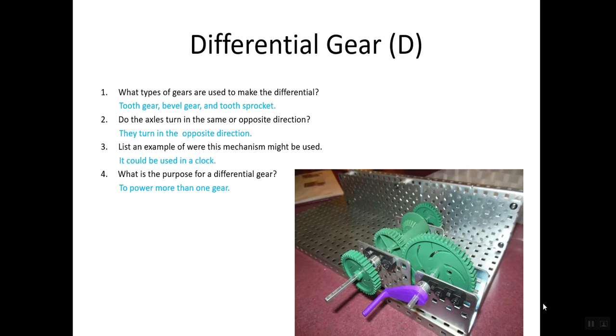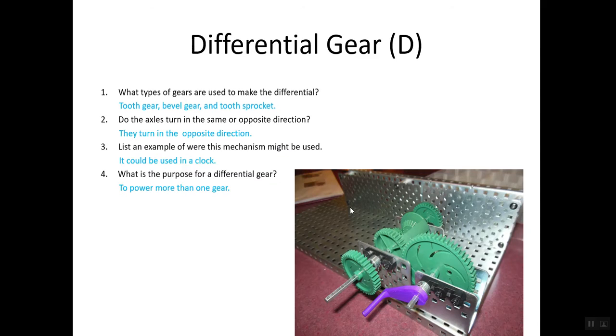The differential gear system, you'll find that it's used sometimes in automobiles, sometimes in the transmission, sometimes in the universal joint. Not uncommon to find a differential gear inside of a transmission of a vehicle. Let's go on to the next one for the sake of time.